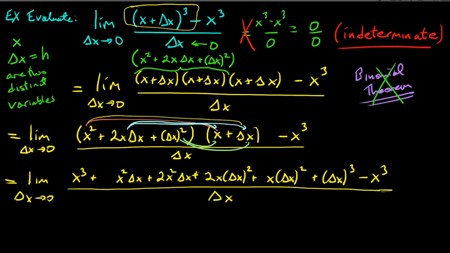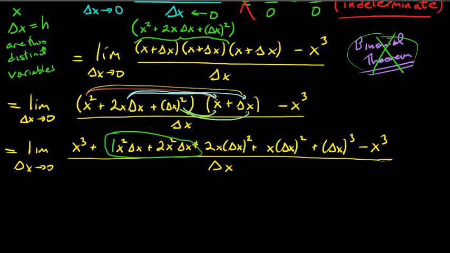Yeah, a lot of algebra. Again, this would have been a lot faster had we done the binomial theorem. But since I'm not assuming you know what that is, it's just very tedious. Okay, but we can simplify this, right? This is going to be 1x squared delta x plus 2x squared delta x. These are like terms. 1 plus 2 is 3, so you're just going to get 3x squared delta x.